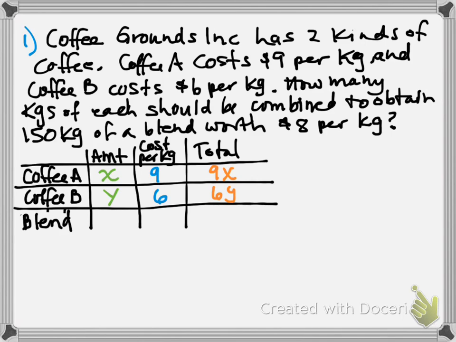Okay, but there were some more numbers that showed up in the problem. 150 kilograms. What does that represent? It represents the amount of the blend. $8. What does that represent?